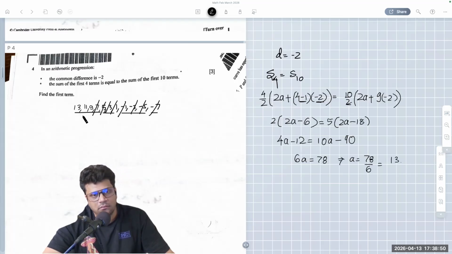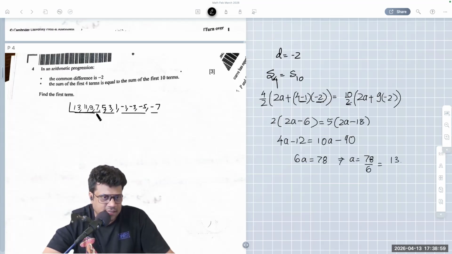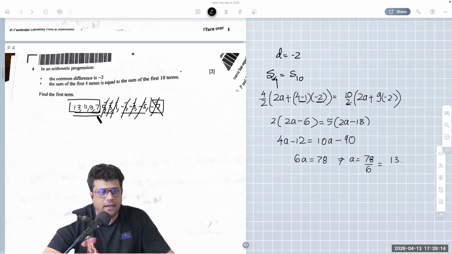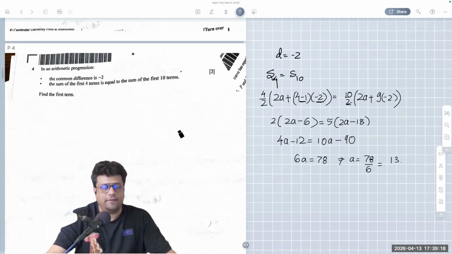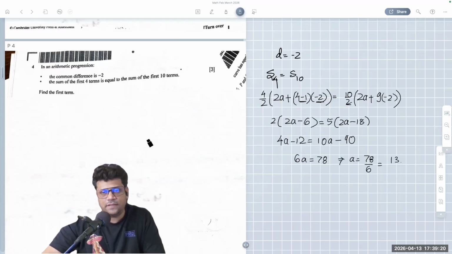Hold on. The sum of first 4 terms, it's this thing. And if there are 10 terms, there would be 1, 2, 3, 4, 5, 6, 7. Okay, so this won't be there. So these will cancel out and it stays the same 4 terms. So that is your answer.